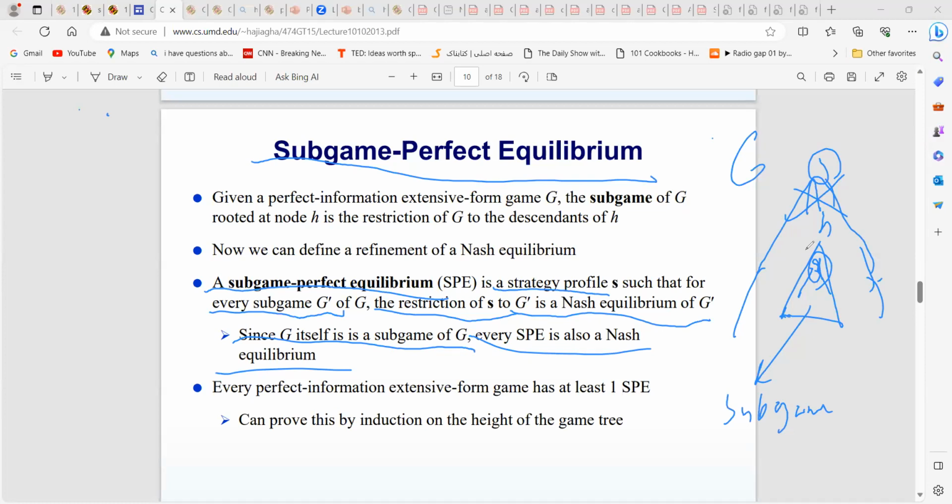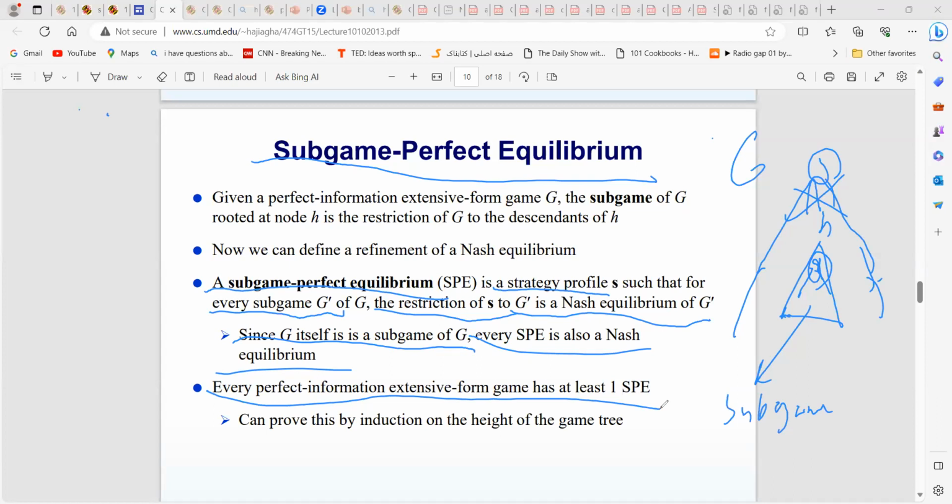Good. And if you see, in the previous case that we mentioned, some of these three Nash equilibria were not actually subgame perfect equilibria, and you could see why. One interesting thing is that every perfect information extensive form game has at least one SPE. And we will show how we can obtain it. This is proved by induction on the height of the game tree, and we will talk about it.